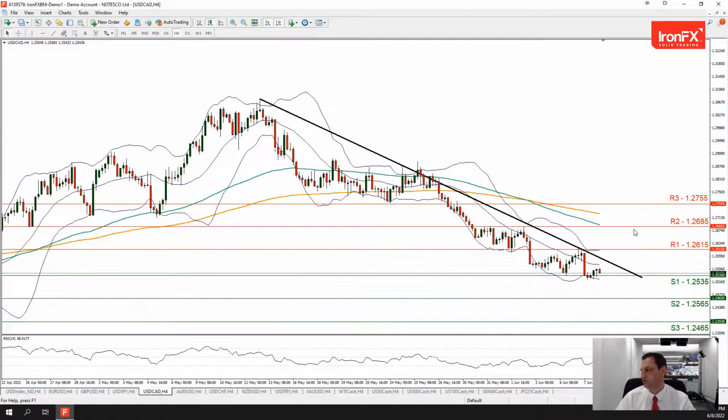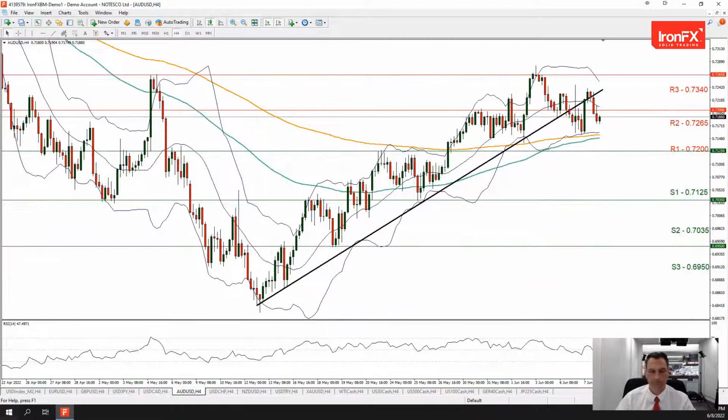It's a beautiful chart as well, people. Once again, bearish outlook, and the bears seem to have further room to go lower. Let's have a look at the Aussie. AUD/USD.